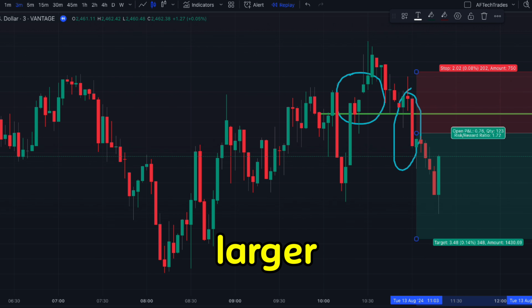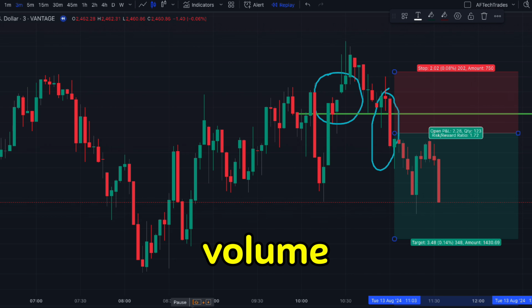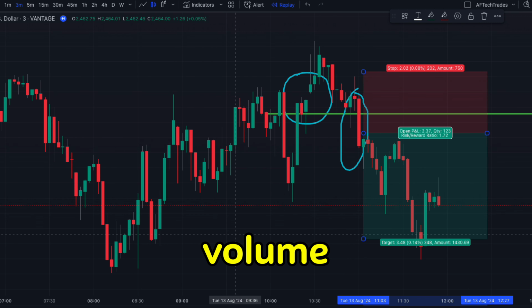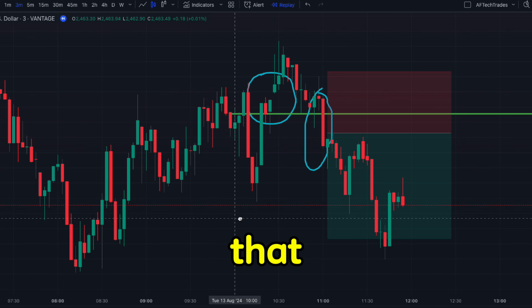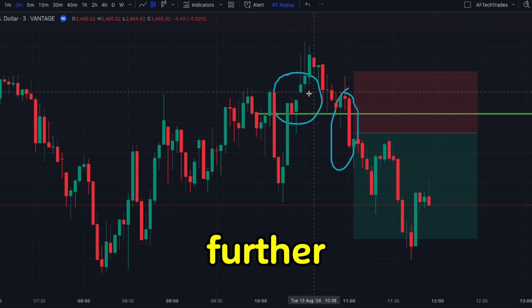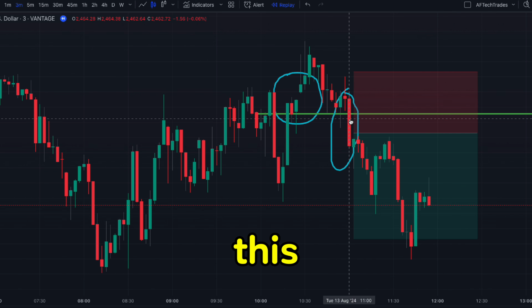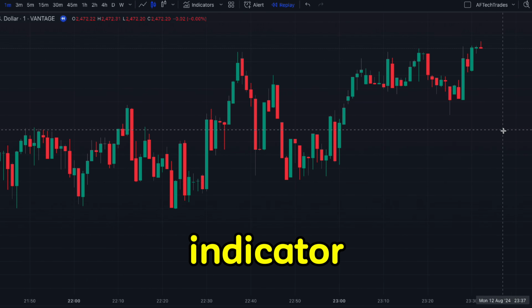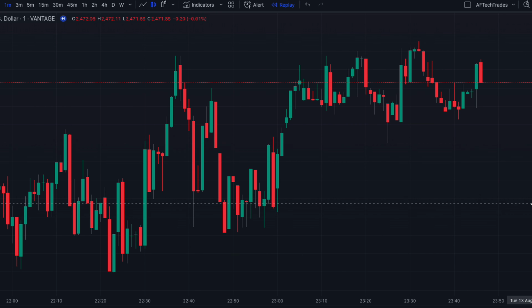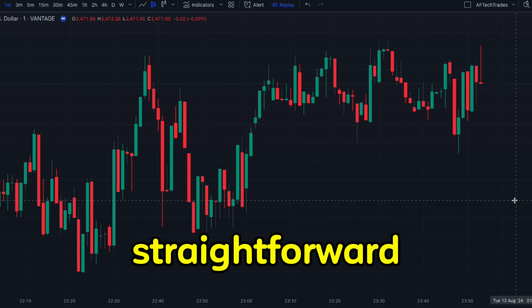These gaps are larger and accompanied by high trading volume, indicating strong conviction among traders. High trading volume during a runaway gap suggests that many market participants are in agreement about the direction of the trend, adding further credibility to the signal. This surge in volume can be a key indicator that the trend will persist, making it an attractive point for entry. Identifying runaway gaps is straightforward.